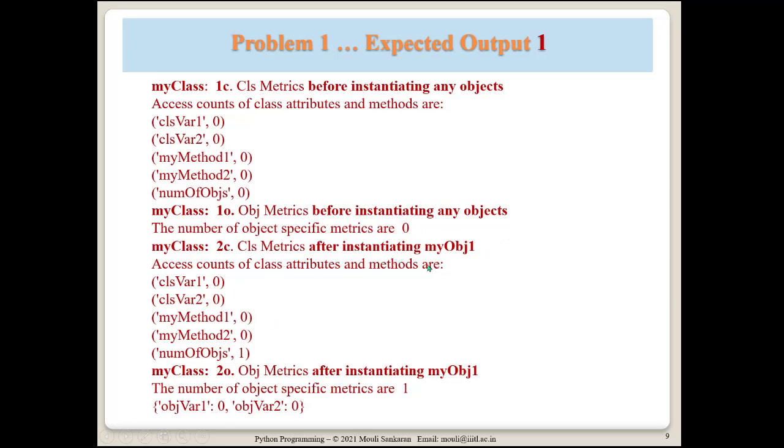Now what about the metrics that I get after instantiating one object? Then I get it like this: one object has been created, this is the class attributes, and the object attribute says that I did not access object variable 1 and 2, not even once. I created the object, but I have not even accessed it once. They have not been accessed. Is it correct? Okay, let me see.